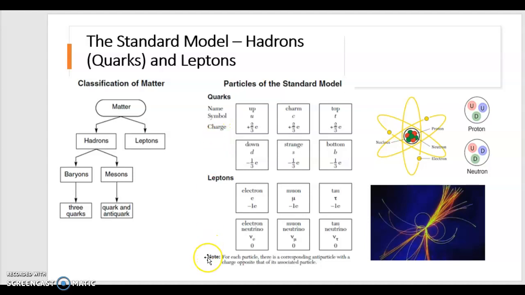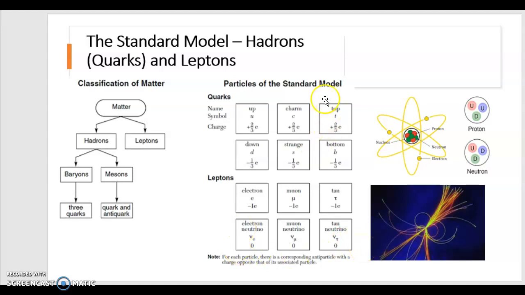Okay. Now, one last thing. There's a little note down here. It says for each particle, there is a corresponding antiparticle with a charge opposite that of its associated particle. So I just said that there's 12 particles, but really what I'm going to do is change that right now and say there's really 24 particles, because for each of these particles, for the up quark, there's a corresponding antiparticle. For the down quark, there's a corresponding antiparticle. For the electron, there's a corresponding antiparticle. For the electron neutrino, there's a corresponding antiparticle, and so on. For each of these, there's also a corresponding antiparticle.